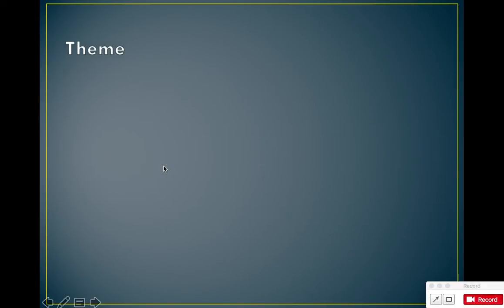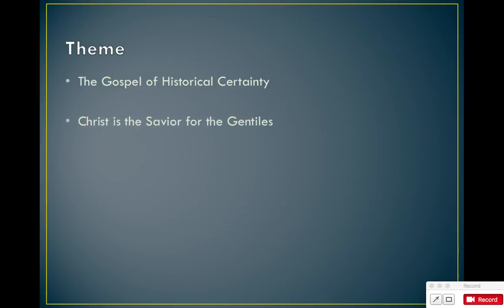One of Luke's themes is the history of Jesus, but the certainty of the history of Jesus. He says in the beginning that he is writing to give an accurate account of the events of Jesus' life. And he is really stressing here that Christ is the Savior for the Gentiles. The Gentiles is a word that was used in Jewish culture that represents anybody who is a non-Jew.